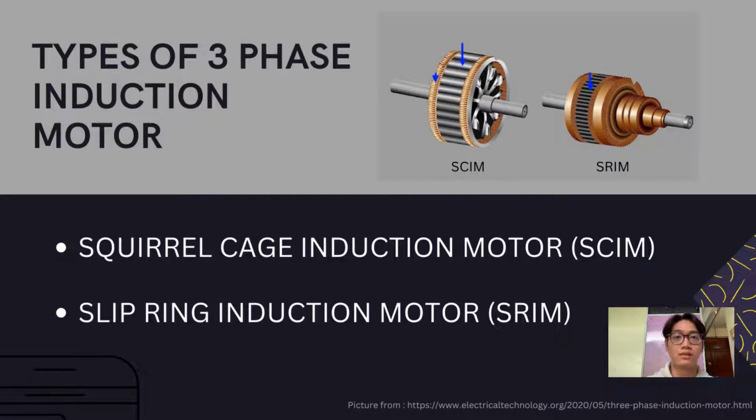There are two types of three-phase induction motor, which are the squirrel cage induction motor and the slip ring induction motor.